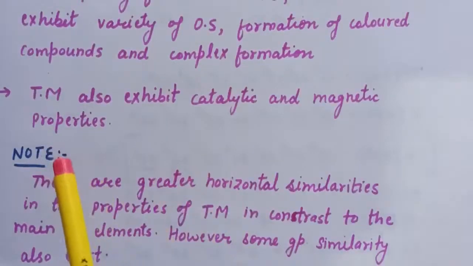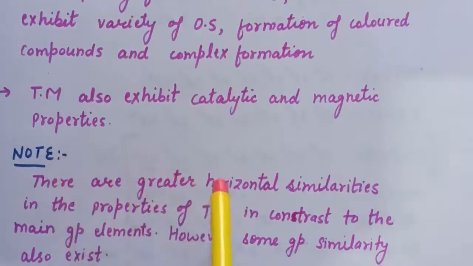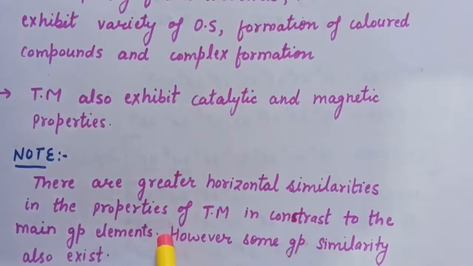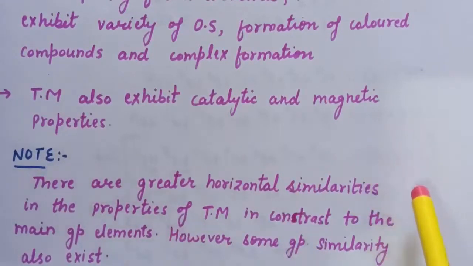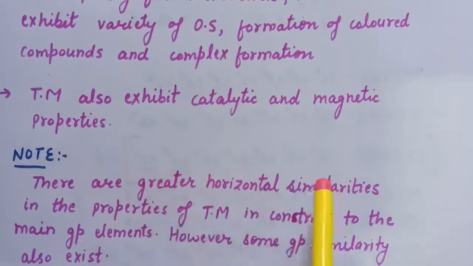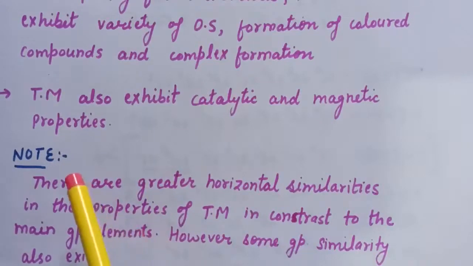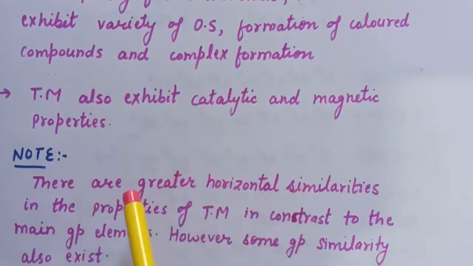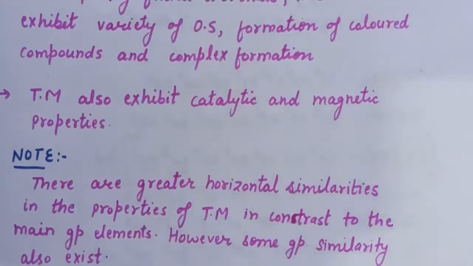Now one important thing is, in d block elements there are greater horizontal similarities in the properties of transition metals in contrast to the main group elements. As we discussed in main group elements, when we move down the group, similarity in properties is observed, but in the case of d block elements, horizontal similarities are there. However, some group similarity also exists. So in transition elements, greater horizontal similarities in the properties are observed. And now we shall discuss the 3d transition series in detail.